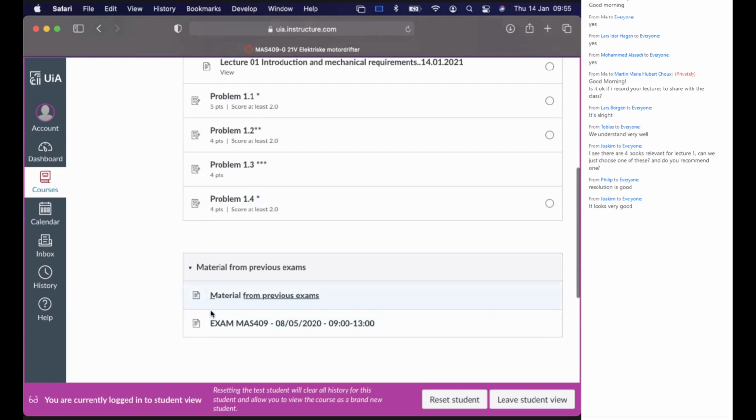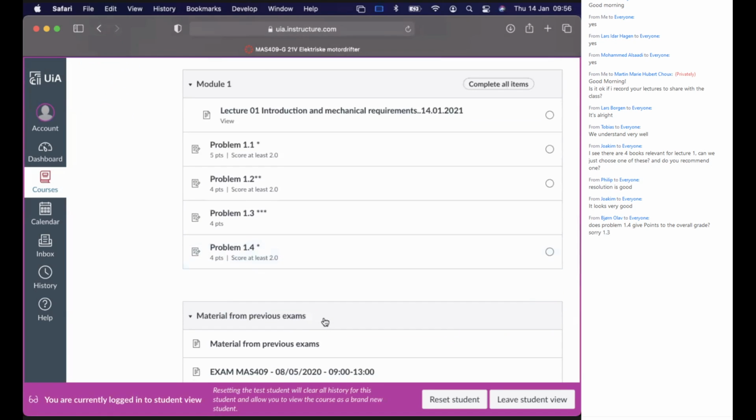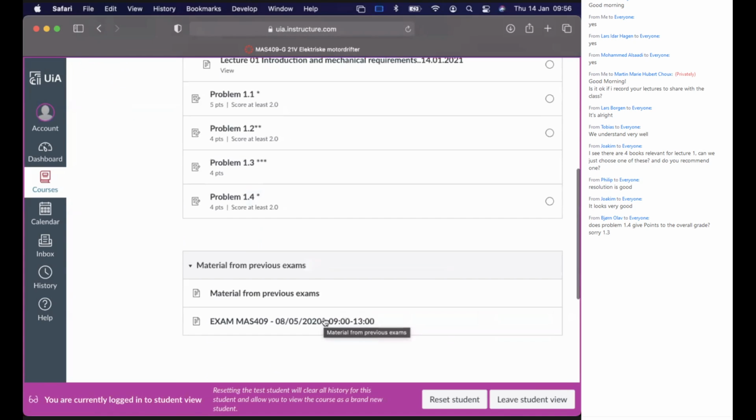And I already published material for previous exams, so it's nice if you can have a look at the previous exams when we are advanced in the course and see what exercise can be answered. Because exams from year to year are similar type.